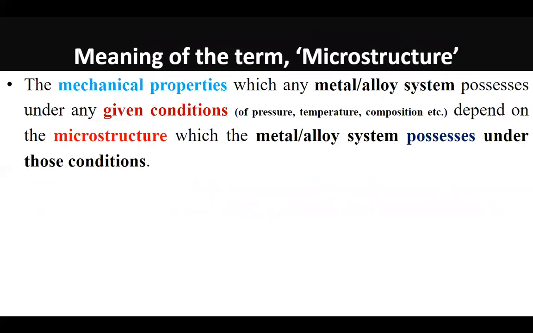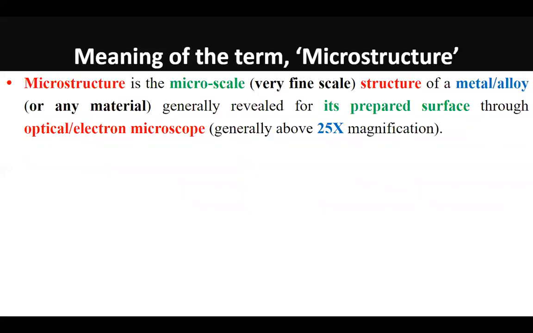Now, we need to see what is meant by the term microstructure. Microstructure is the micro scale structure of a metal or alloy, generally revealed from its prepared surface through an optical microscope, scanning electron microscope or transmission electron microscope, which you popularly call SEM or TEM. What does that mean? You prepare the surface, as you have already done in the material science course: you do grinding, then polishing, then apply an etchant. This is called preparing the surface of a metal or an alloy system to reveal its microstructure.